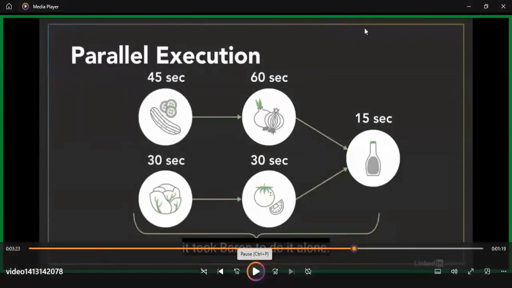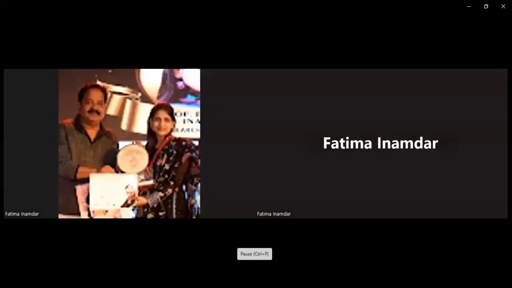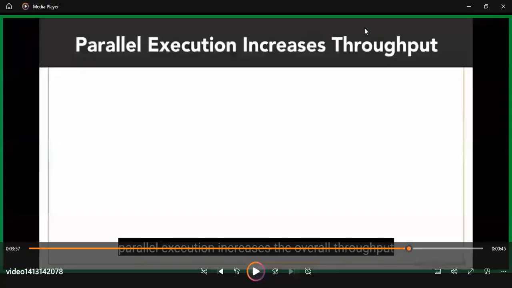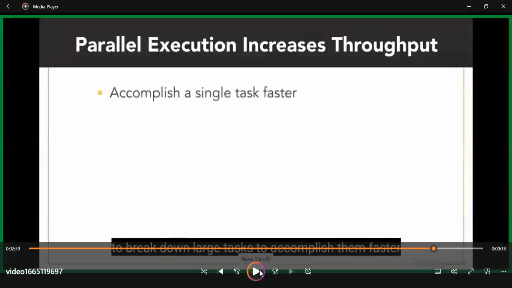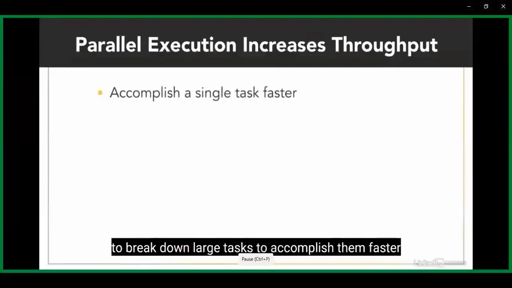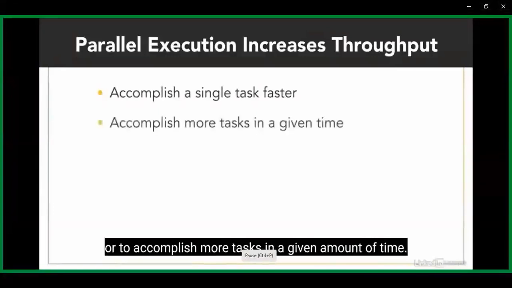So parallel execution increases the overall throughput of the program, enabling the accomplishment of more tasks in a given amount of time, right? It is not about accomplishing a single task faster. Afterwards, we are considering that some computing problems are so large that it is not even possible to solve them on a single computer. So when we consider a particular task given a given time, we have to execute that particular task.